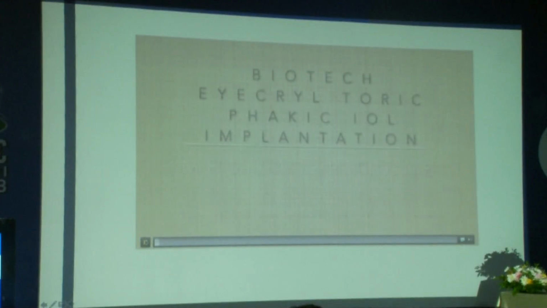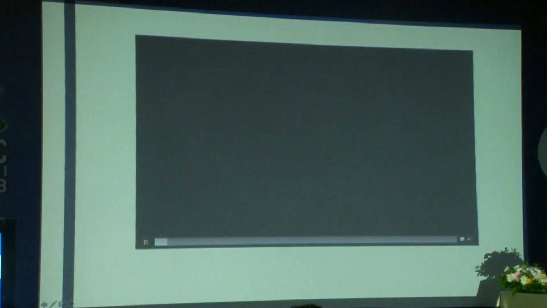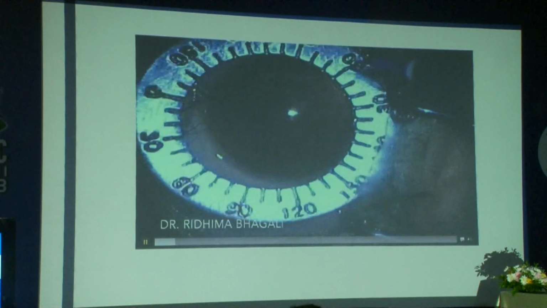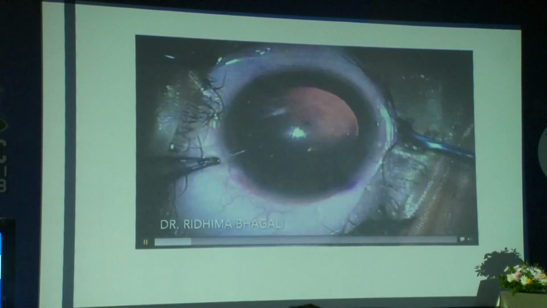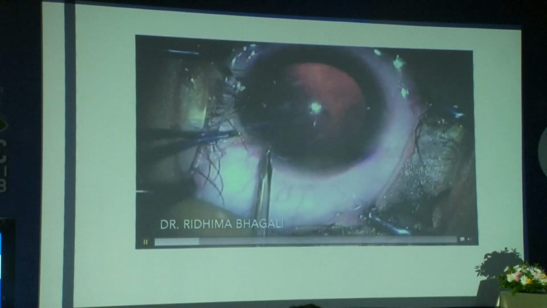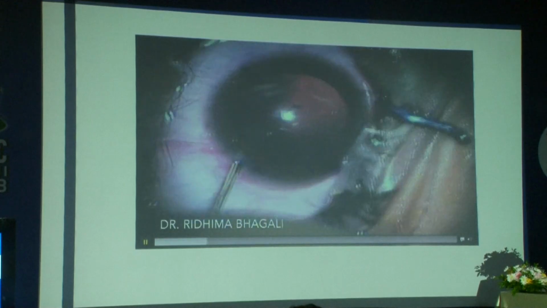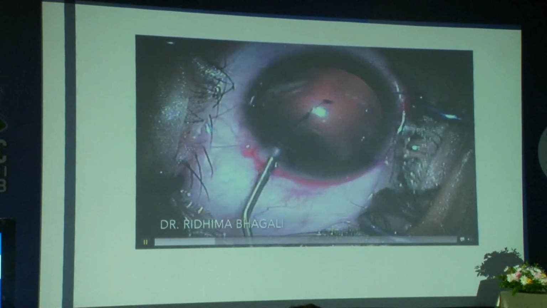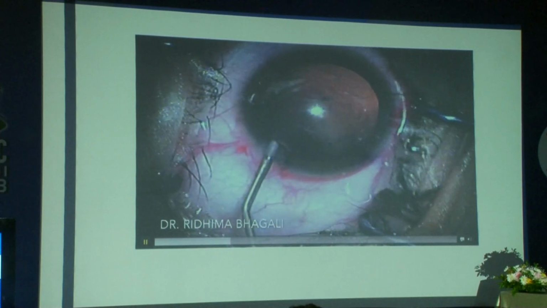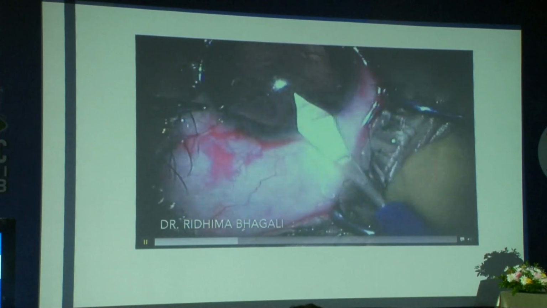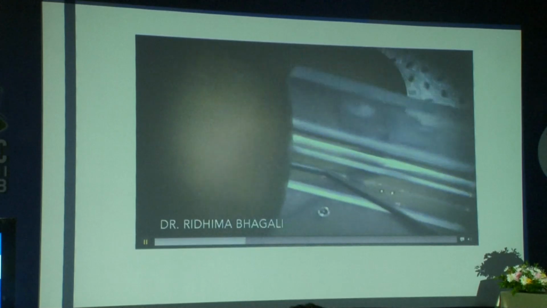Again, I'm just showing you the same. Just the orientation marks you need to be aware of. They are different for each lens. Like for the Biotech lens, the orientation marks would be for the left leading haptic and the right trailing haptic. Again, these are the side ports being made, intraocular, preservative-free lignocaine, viscoelastic, a 2.8 mm clear corneal incision.